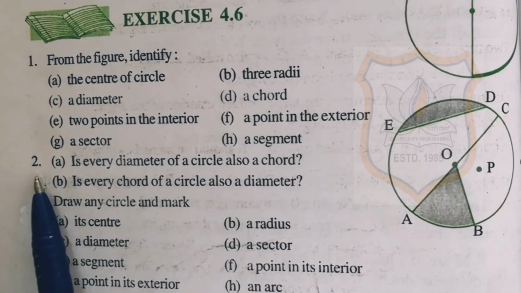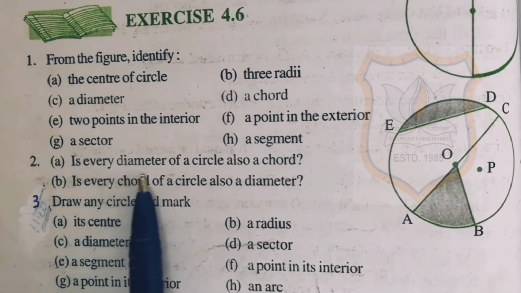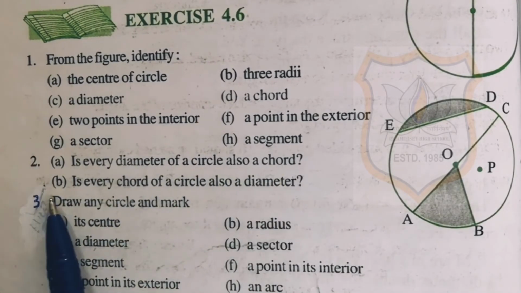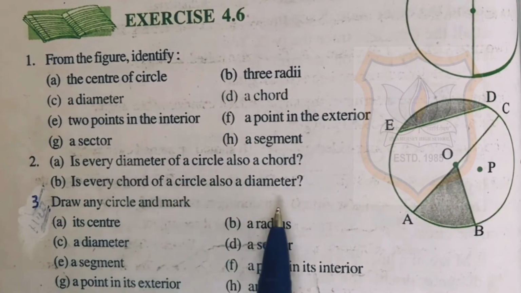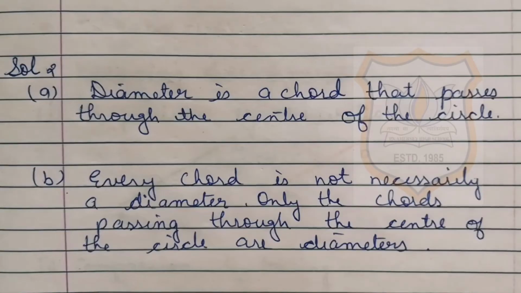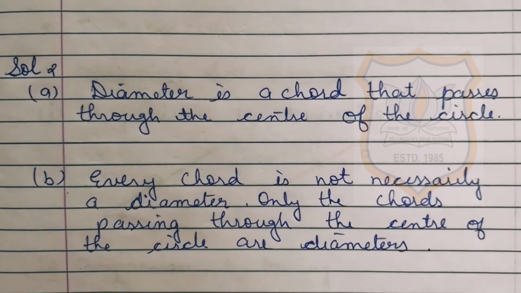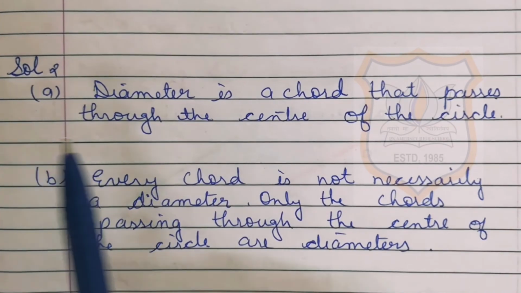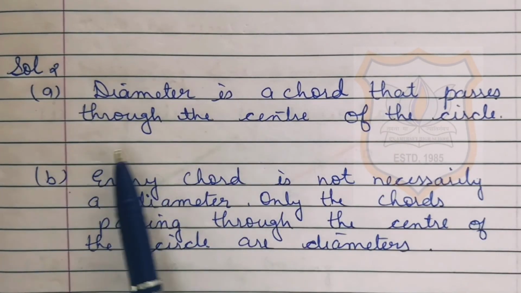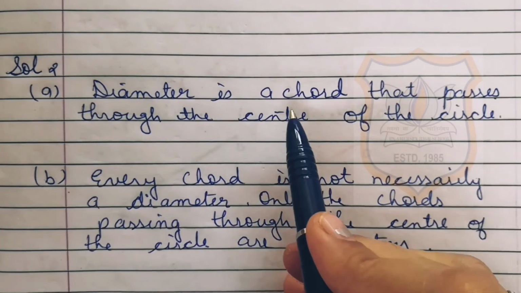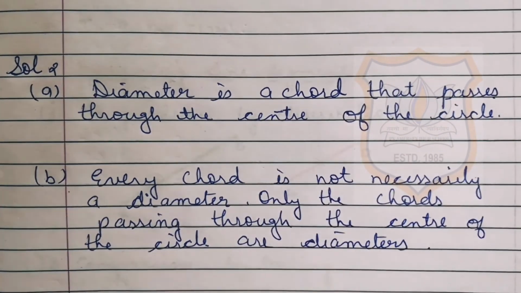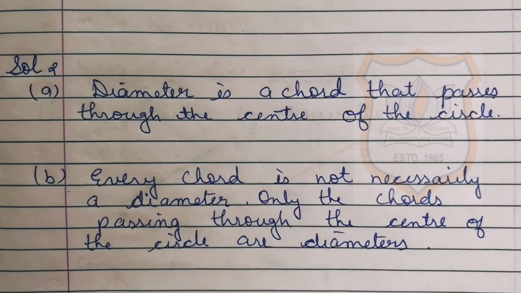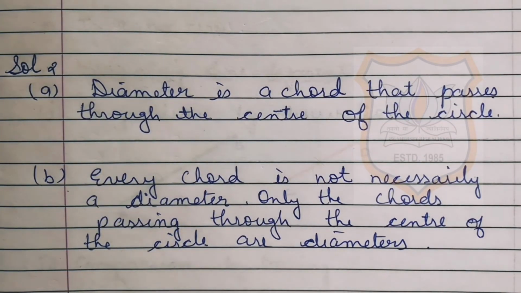Question number 2 of exercise 4.6a: A, is every diameter of a circle also a chord? B, is every chord of a circle also a diameter? Now the solution for question number 2. In A part it was asked, is every diameter of a circle also a chord? Answer for A part of sum number 2: a diameter is a chord which passes through the center of the circle. So every diameter is necessarily a chord.